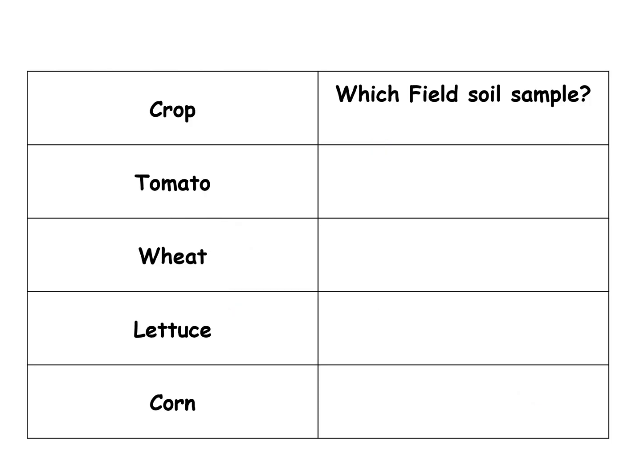So you've got this table next. You need to tell Farmer John which field to plant each crop. So pause the video while you do this, using the experiment results.